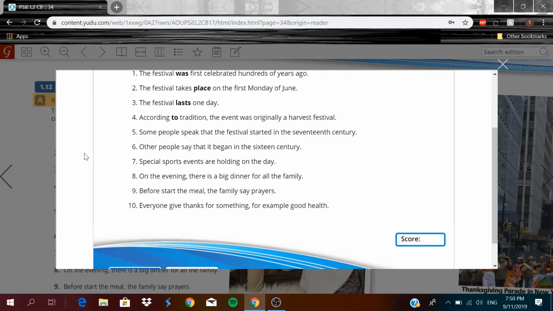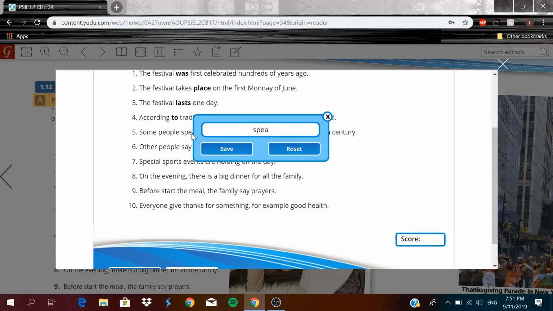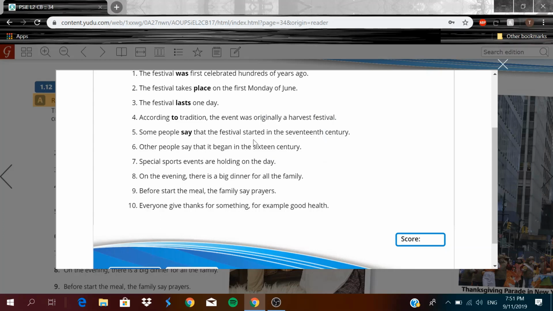Okay, number 5. Some people speak that the festival started in the 17th century. Okay, so speak here is wrong. Again, misuse of the word speak in this sentence. So here we can actually say both say and believe. So if I say, right? Some people say that the festival started in the 17th century. This is correct. I could also say some people believe that the festival started in the 17th century. That's also true. Okay, so both are correct.